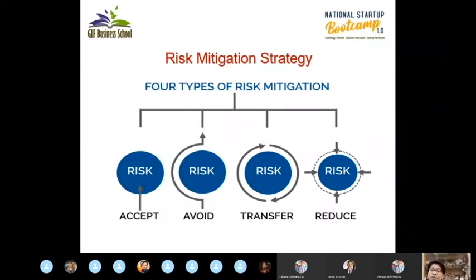Risk avoidance is the opposite of risk acceptance. It is the action that avoids any exposure to the risk whatsoever. It's important to note that risk avoidance is usually the most expensive of all the risk mitigation options.